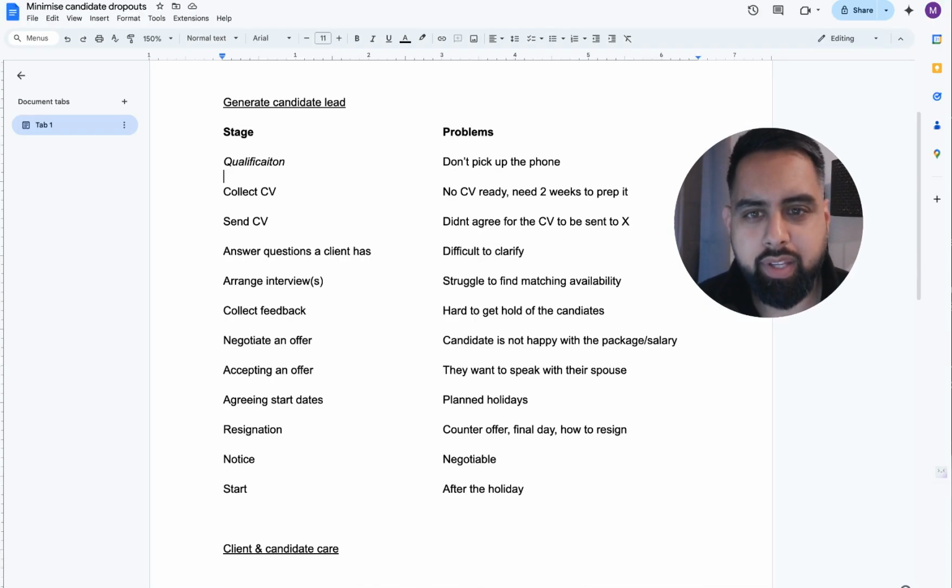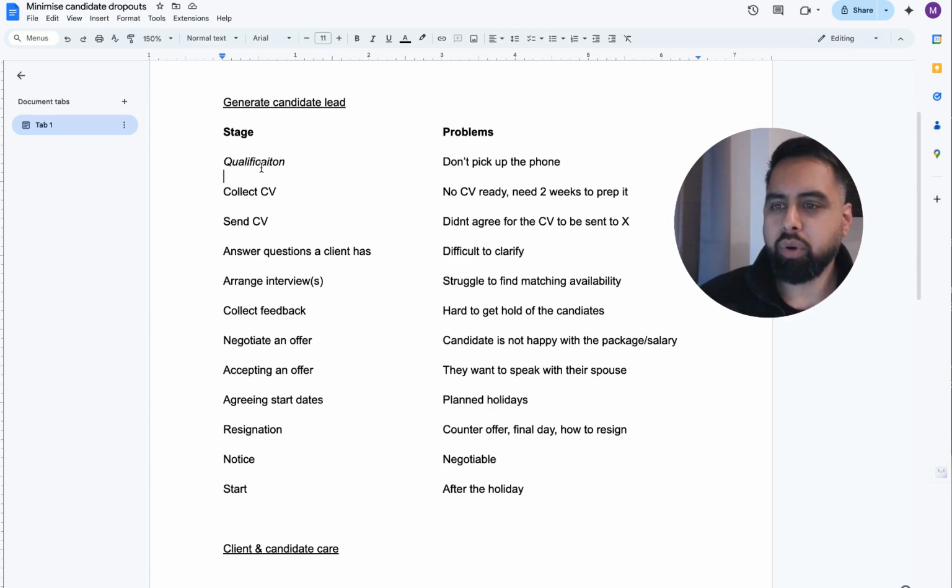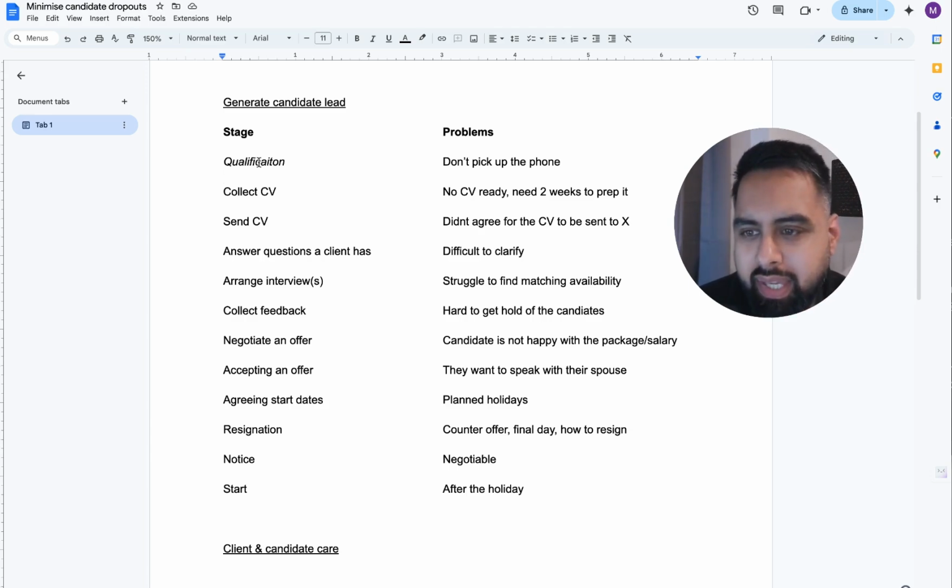So, looking at this, most of the candidate journey begins here at the qualification stage. Some of you might collect, I mean, if you're using job boards, you might be collecting CVs first and then going over to qualification stage. Not a way that I endorse or recommend, but either way, qualification is usually the first stage.